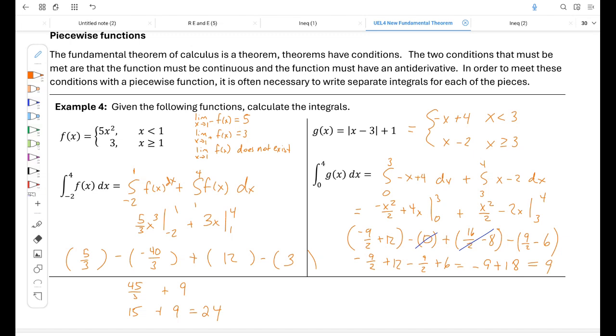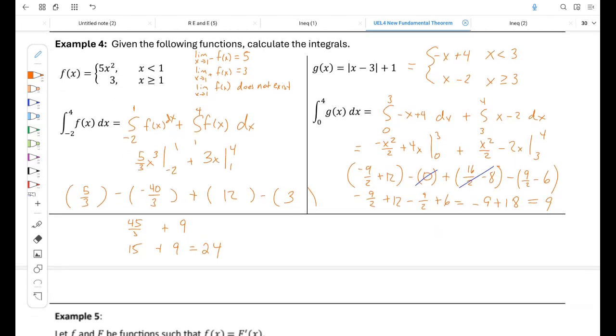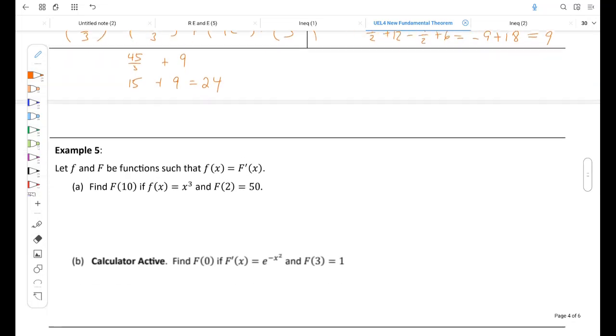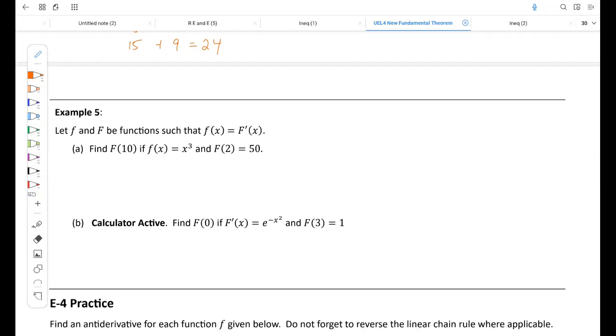Last but not least, just to work our way around the fundamental theorem, we'll do one problem by hand, one problem calculator active, and then you guys have at least 15 minutes to get some practice in. We'll see these types of problems over and over again, and we'll definitely do them a slightly different way as we get a little bit better with this stuff. But in the end, it's the same.